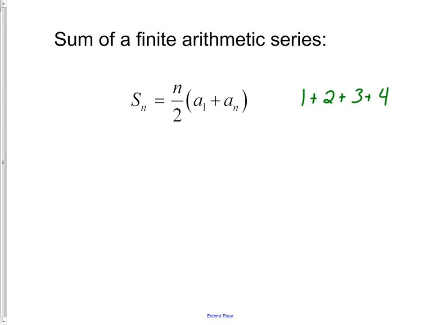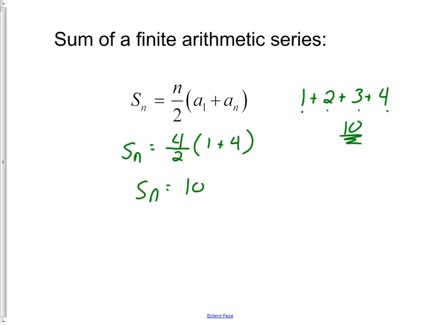So if I add those up, I'd end up with 1 plus 2 is 3, plus 3 is 6, plus 4 is 10. So we end up with 10 when we add those together. Let's just show you that this formula does work. S sub n, the sum of the series, that's what I want to know, equals number of terms. Here there were 4 terms. So 4 divided by 2. First term was 1. Last term was 4. S sub n, what's the sum? That'd be 2 times 5, which is 10. Notice that's what we came up with here when we added them up.